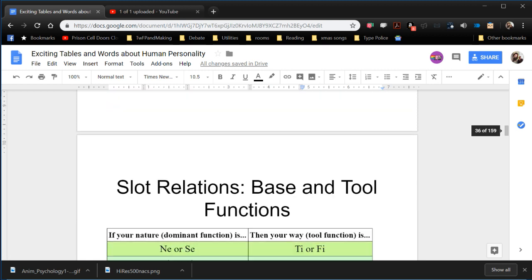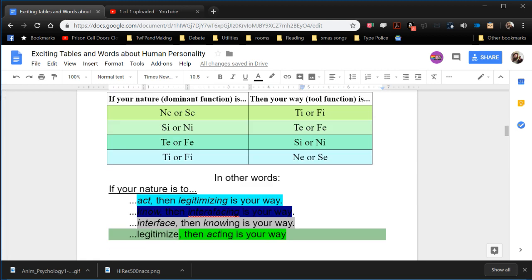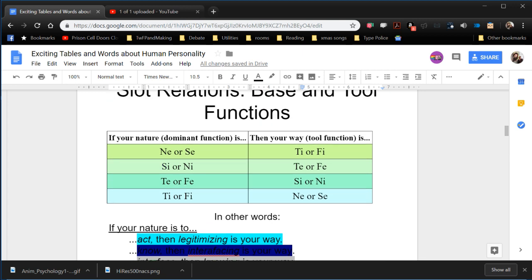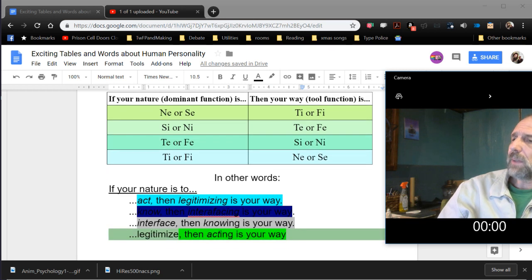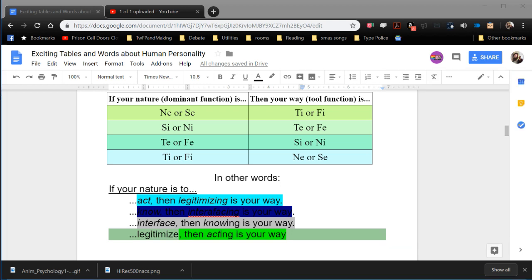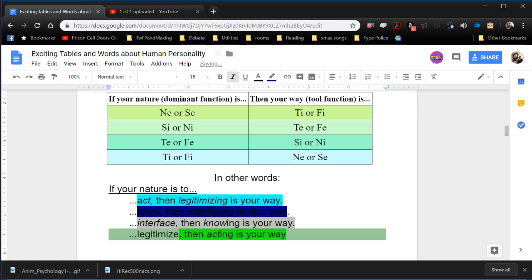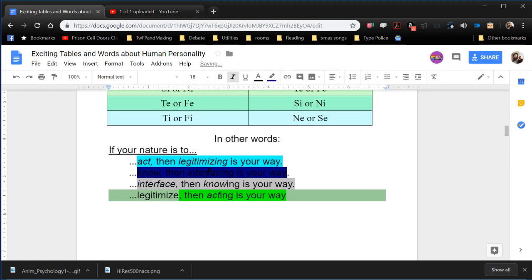Page 36, slot relations based on tool functions. So, if your dominant function is extroverted intuition or extroverted sensing, then your tool function is TI or FI. If your dominant function is SI or NI, your tool function is TE or FE. If your dominant function is an interface function, your tool function is a knowing function. If your dominant function is a judging function, your tool function is an action function. In other words, if your nature is to act, then legitimizing is your way. If your nature is to know, then interfacing is your way. If your nature is to interface, then knowing is your way. And if your nature is to legitimize, then acting is your way.